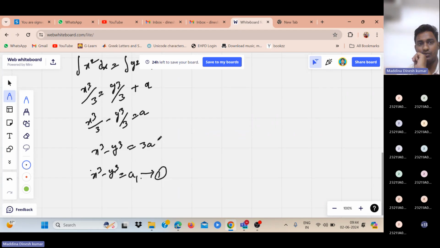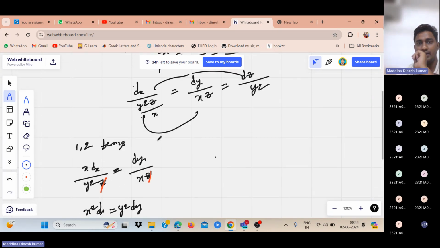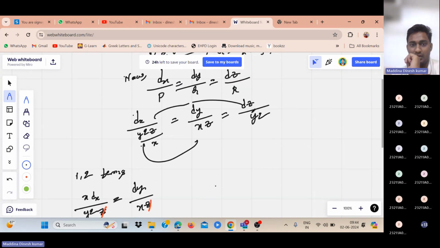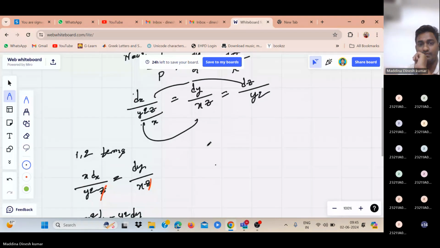Now from fractions 1 and 2 I am done. Now 1 and 3 I am doing. Before equating we need to check. If you see here, in the first and third terms only x and z need to remain. All y terms need to vanish out. If we take the first one and the third one, y square will vanish out and only x and z terms will remain.